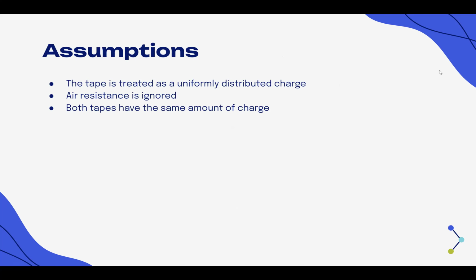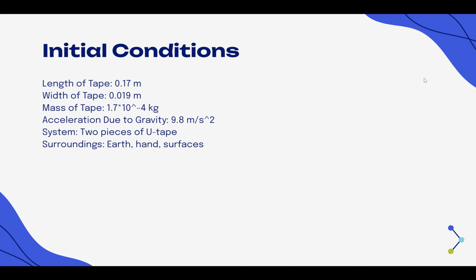My assumptions for this lab were that the tape is treated as a uniformly distributed charge, air resistance is ignored, and both tapes have the same amount of charge. The initial conditions were the length of the tape, 0.17 meters, the width of the tape, 0.019 meters, the mass of the tape, and acceleration due to gravity. The system was the two pieces of U-tape, and the surroundings were the earth, my hand, and the surfaces.